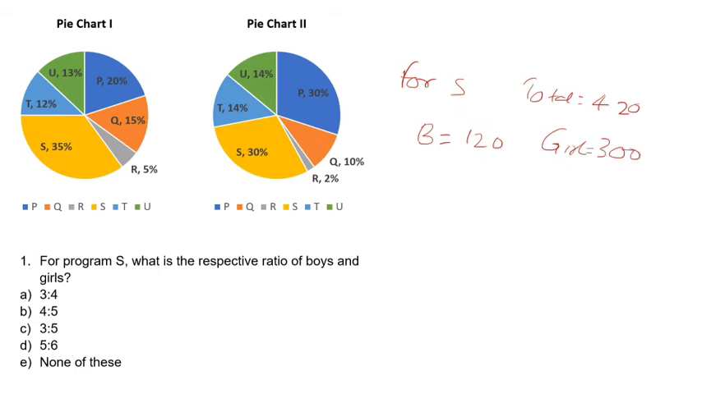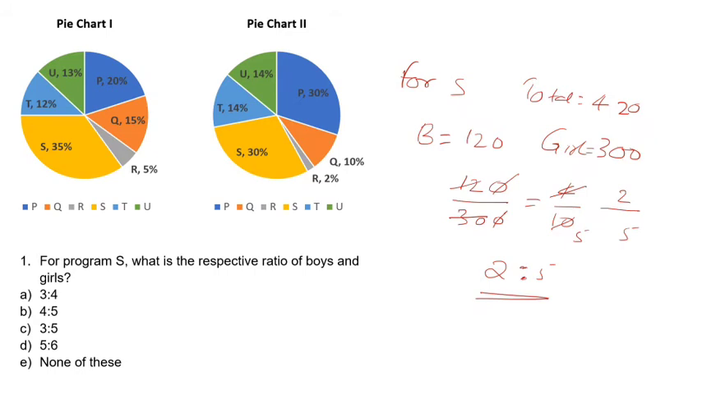So what do we need to find out? We need to find the ratio of boys to girls. 120 by 300. You can cut this: 3 goes 4 times, and 3 goes 10 times. Again you can cut 2 times and 5 times. So 2:5 is the required ratio. 2:5 is not there in the given options, so you can write none of these is the correct answer. Understand very clearly. For program S, here you can see 35%.